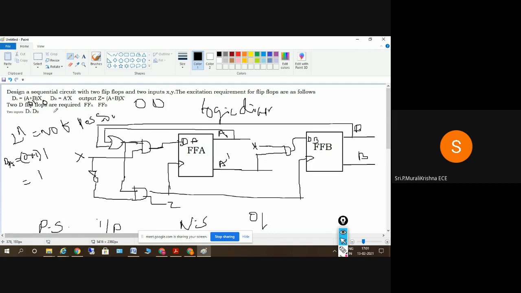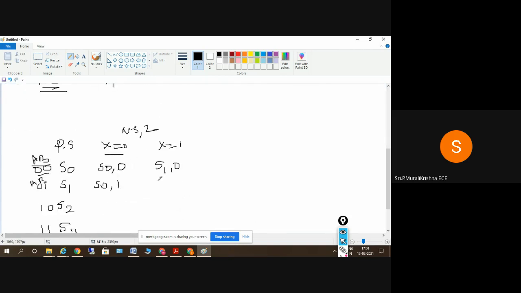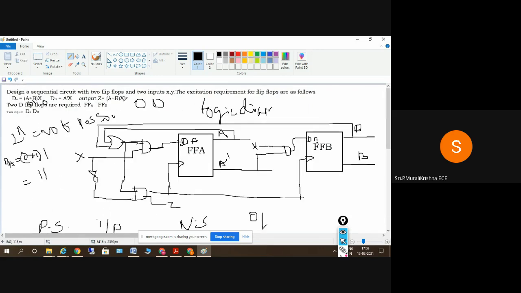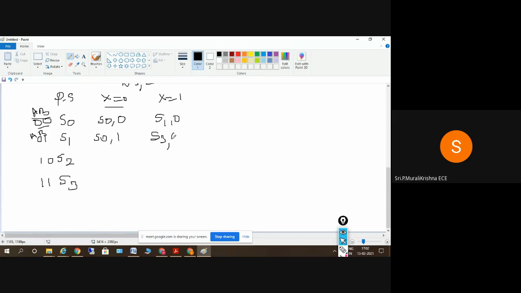Okay. And dB value A bar into X. So A value is 0. A bar value is 1. So X value is 1. So dB is equal to 1 here. So A and B values are equal to 1 1 here. So 1 1 in the sense I'll get a value of S3. And coming to a plus b into x bar, a plus b into x is 1, x bar is 0. So 0 into anything is 0 here.